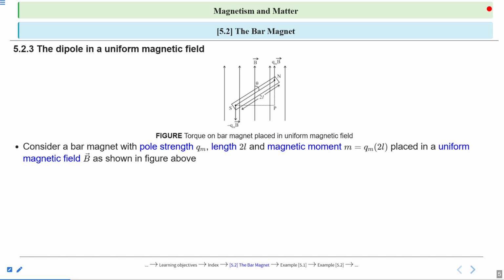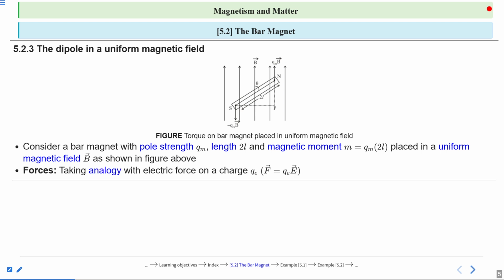So consider a bar magnet with pole strength Qm, length 2L, and magnetic moment represented by M equal to Qm into 2L, placed in uniform magnetic field B vector as shown in the figure above. Taking analogy with the electric force on a charge, QE, where the electrostatic force is F equal to QE, similarly we can say that the force on the poles is Qm into B.